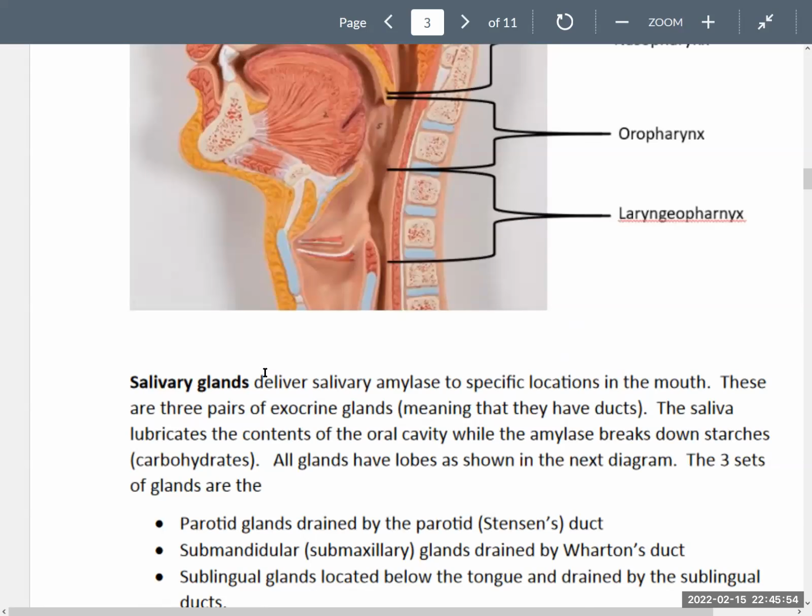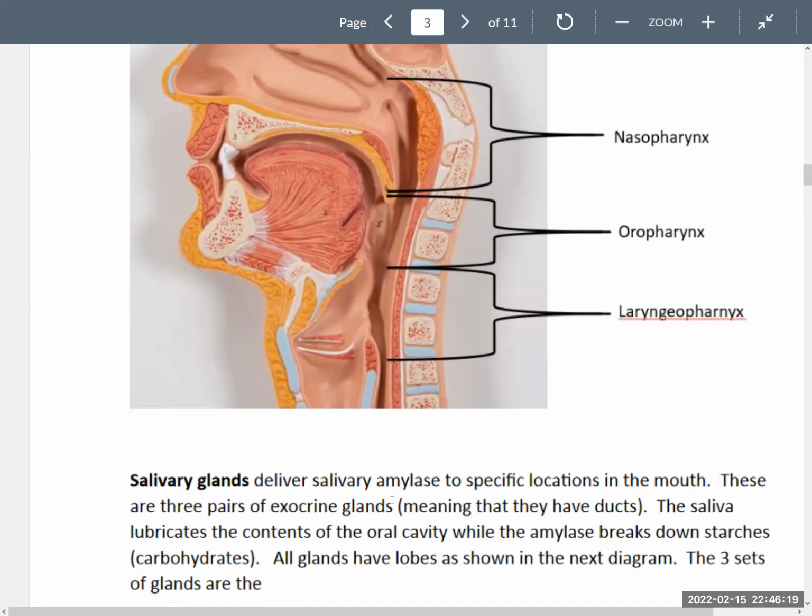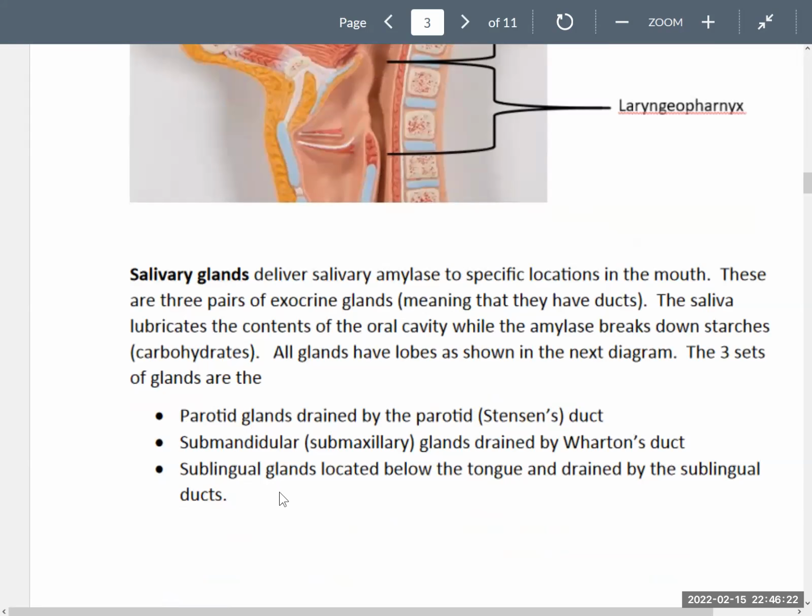Salivary glands, okay, the first accessory gland, but still associated, of course, with the head. All glands have lobes. If you think of the head of cauliflower, it's all busted up into different lobes. If you look at the head of broccoli, the same sort of thing. The parotid glands produce salivary amylase. That's an enzyme that breaks down starch.